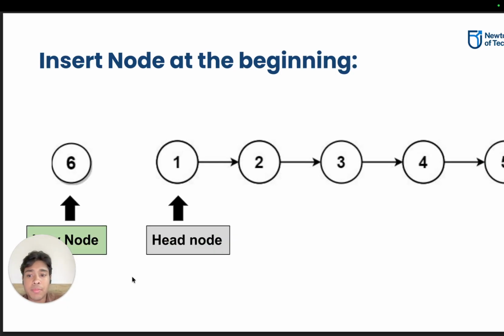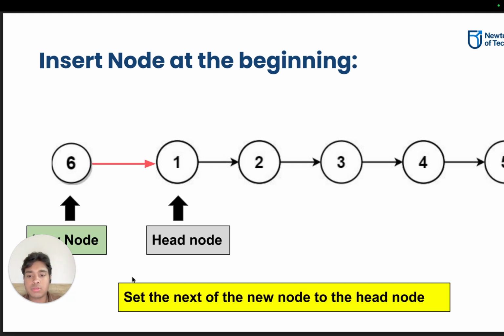Insert the node at the beginning. So we have a node 6 and our first node is 1, so we have to add the value 6 at the beginning of the linked list. I will go through the visualization in the PDF itself. Here it is written: set the next of the new node to the head node. That is the task I have to do.